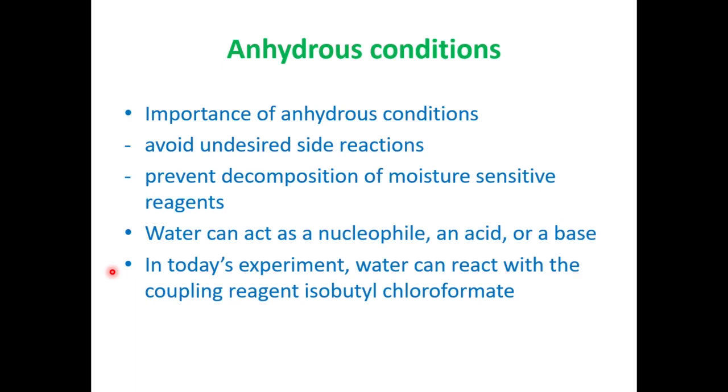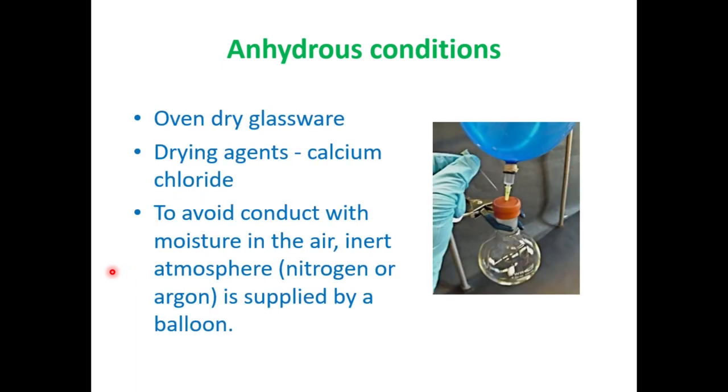So we wanted to keep moisture from the air away from that. To do that, you would often use oven-dry glassware. You may use drying reagents like calcium chloride. And to avoid contact with moisture in the air, you will use an inert atmosphere. So you'll use nitrogen gas or argon gas that is unreactive, and that can be supplied through a balloon. That's what you'll see today in the experiment, where you'll have a balloon of nitrogen gas placed through the septum via a needle into your bottle of isobutylchloroformate, and then you use a syringe to syringe out the isobutylchloroformate and therefore avoid its exposure to moisture in the air.